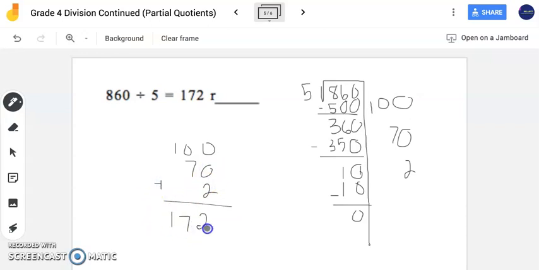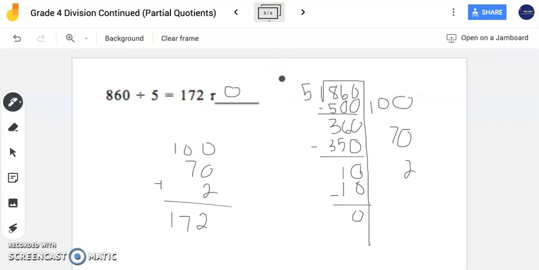172. But notice here I proved that there was no remainder. So when there's no remainder, you don't even need to write R0. However, for the purpose of this problem, 172, remainder 0. For today's work, you would be selecting 0 as your answer here because it's asking for the remainder.